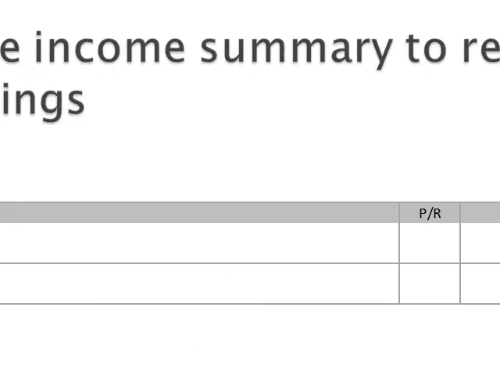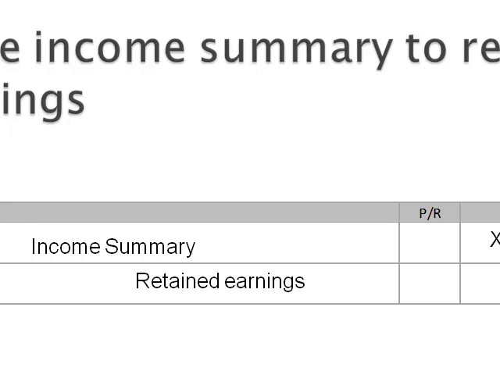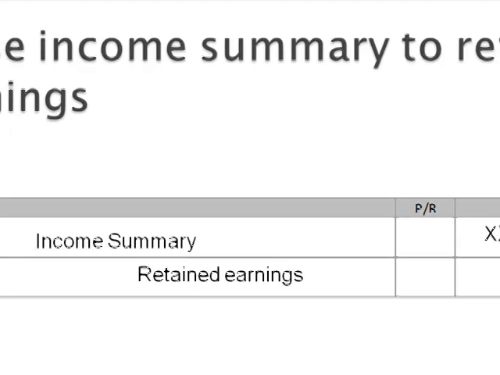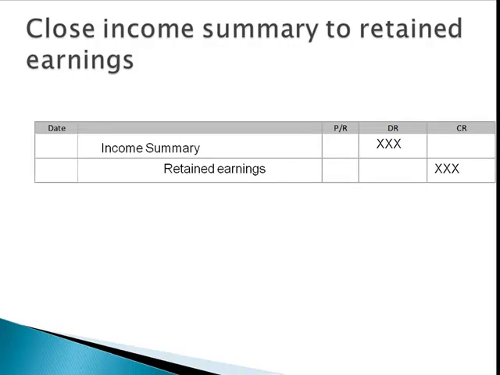Then you take the total of income summary. So you would balance the income summary account. You'd add up the debits, add up the credits, get the balance, and you'd close out the income summary to retained earnings. So if you made net income, that means you would have a balance in income summary that would be a credit balance. You'd close out income summary with a debit, and you'd credit or increase retained earnings with a credit. Okay? So you close out your income summary, increase your retained earnings.